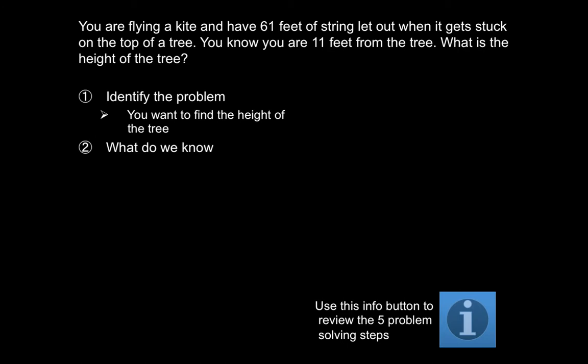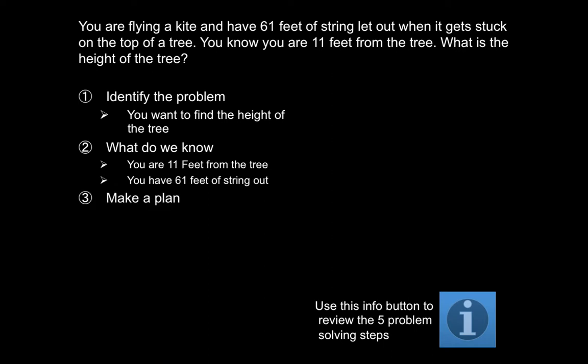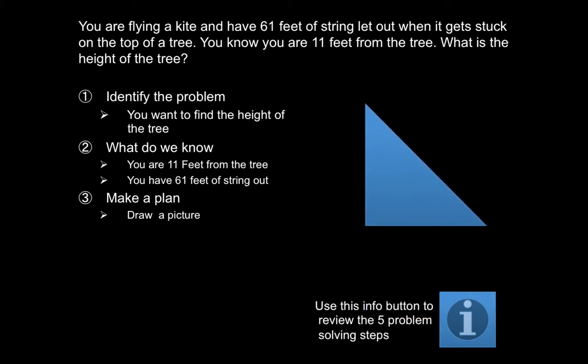We have to figure out what we know. We know we are standing 11 feet from the tree, and we know we have 61 feet of string out. We have to make a plan. I like to draw a picture, and a picture definitely does not have to be a realistic picture. In this case, I already know that I'm probably going to want to use a right triangle, so I'm just going to put that up there. Looking at that, I know I'm going to use a right triangle to try to figure out the height of the tree.